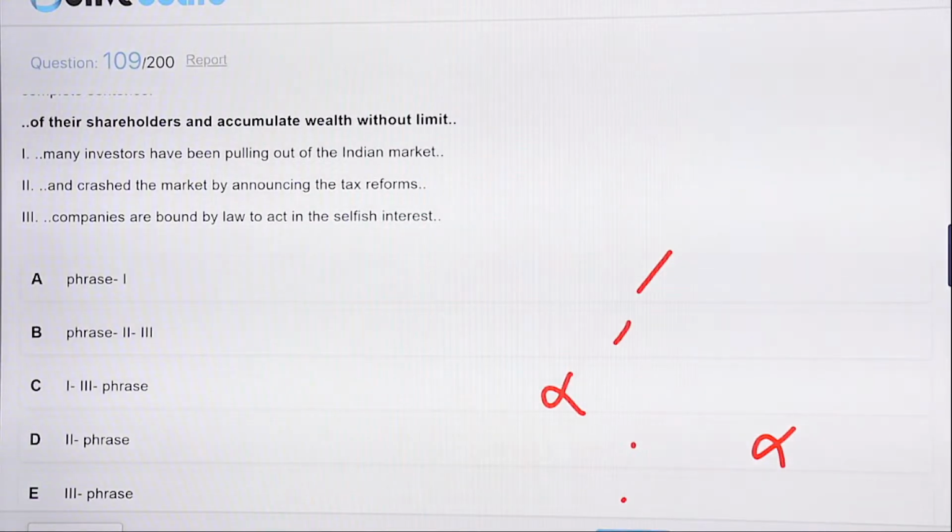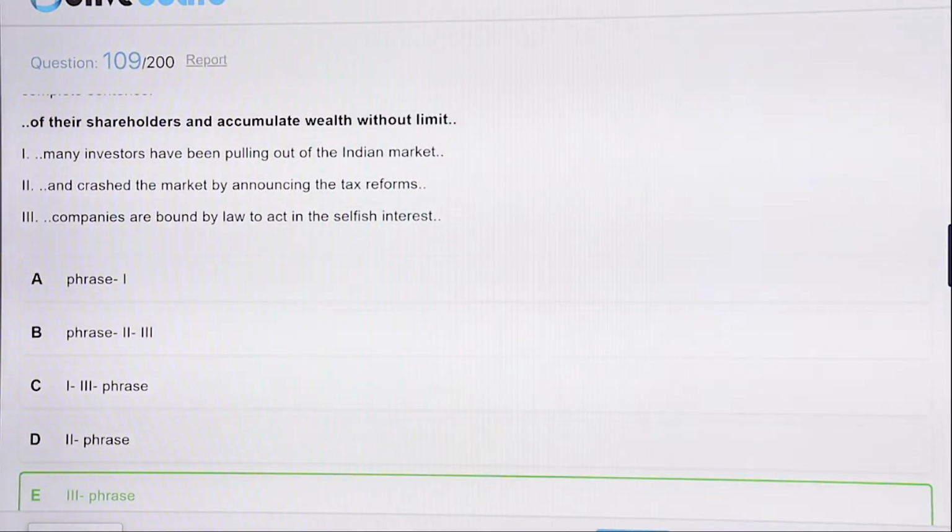Third one, companies are bound by law to act in the selfish interest of their stakeholders and they are bound to accumulate wealth without limit. That has to be correct, and it is.